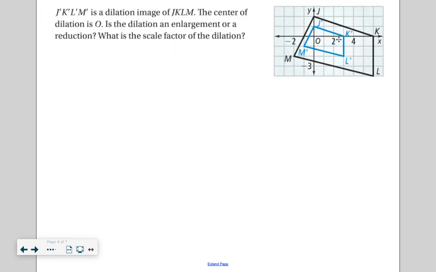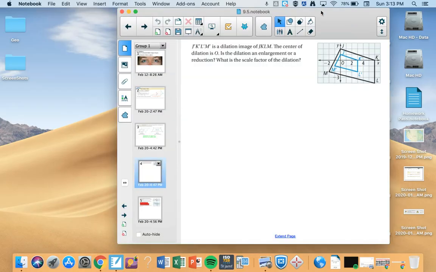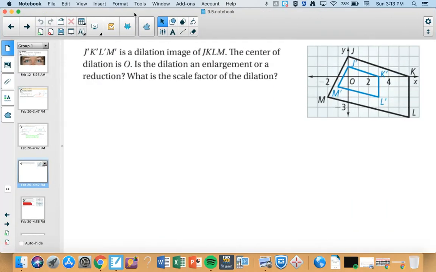So, first example here. I'm going to grab the pen tool real quick. We're looking at J prime, K prime, L prime, M prime, which is a dilation of JKLM. The center of dilation is O. Is the dilation an enlargement or reduction? And what is the scale factor? We start with the black image, we go to the blue. Right away, we should be able to look at this and say it's going to be a reduction.